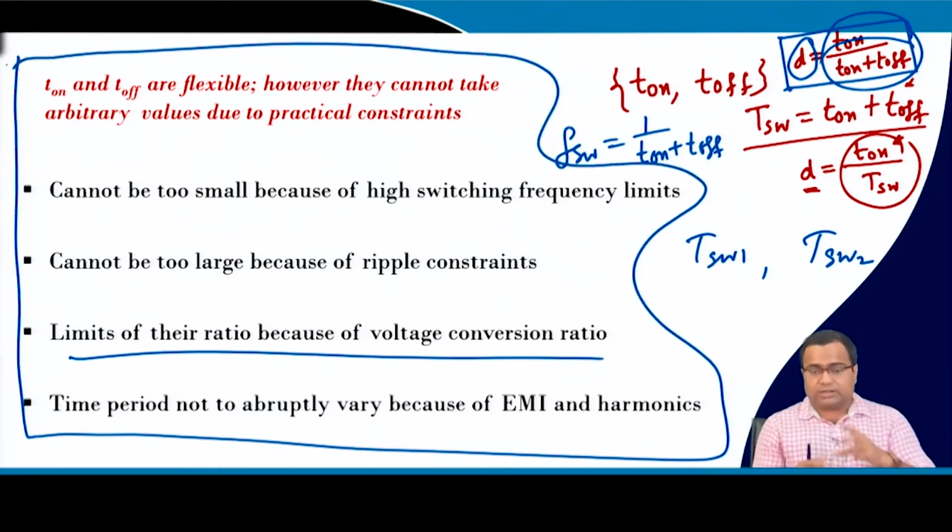So, these are the constraints imposed by the practical converter, which will limit the choice of T on and T off. During transient, we cannot have even very large T on and T off, that can result in very high current overshoot and so on. So, it can damage the devices.